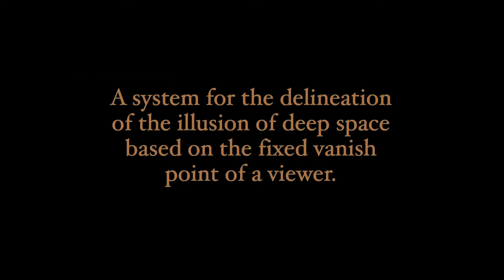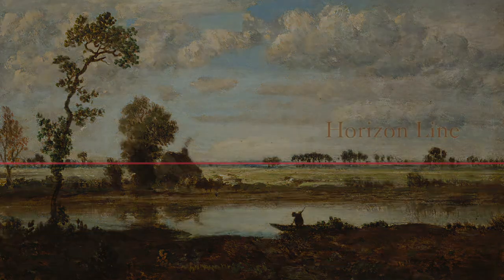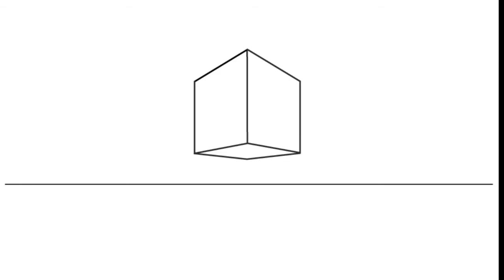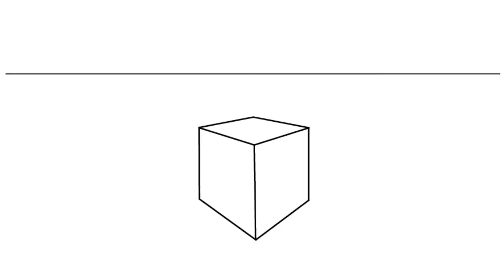Linear perspective is a system for the delineation of the illusion of deep space based on the fixed vantage point of a viewer, and can be quite complex. A detailed exploration of its intricacies is beyond the scope of this book. The process begins with the establishment of a horizon line where Earth meets sky, representing the vantage point of the viewer. Vantage points can be low, which establishes a low horizon line, middle, which establishes a horizon line in the middle section of the picture plane, or high, which establishes a high horizon line.